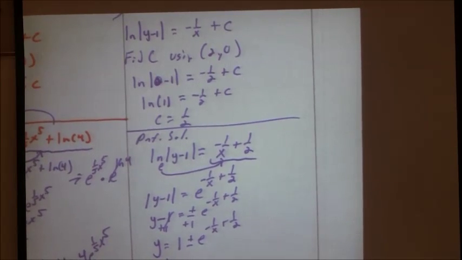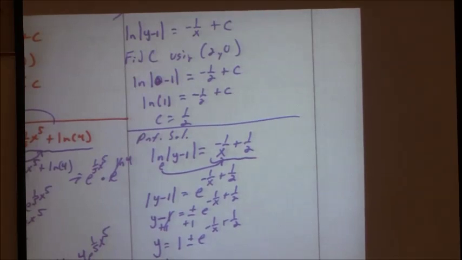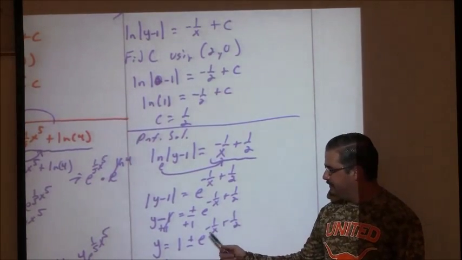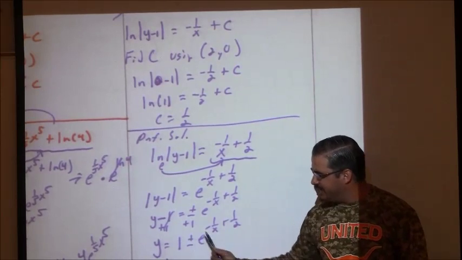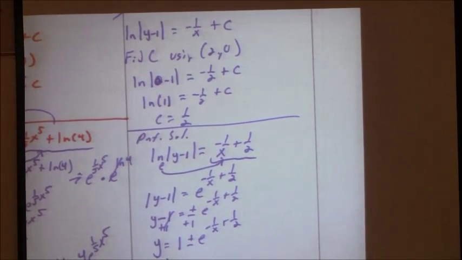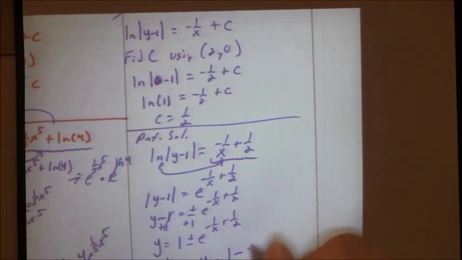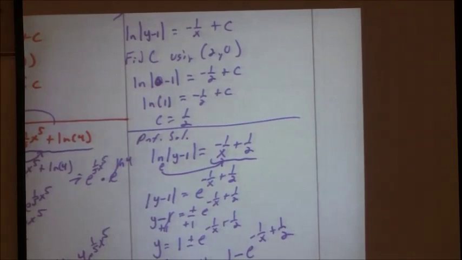And the point was 2, 0. So let's just think about it. I need to plug in a 2 and get a 0 out, right? So if I plug in a 2, I get negative 1 over 2 plus 1 over 2, that's 0. So that's e to the 0, which is 1. So 1 minus 1 gives me 0. So this should be y equals 1 minus e to the negative 1 over x plus 1 over 2. Did you get it right? Yes. Easy?